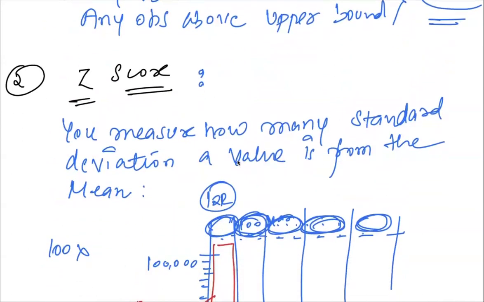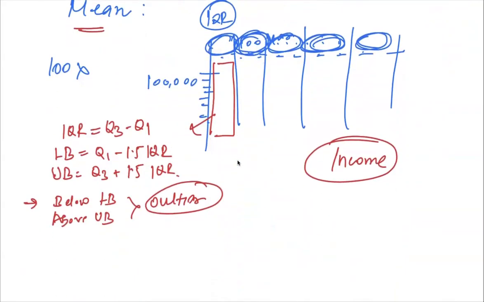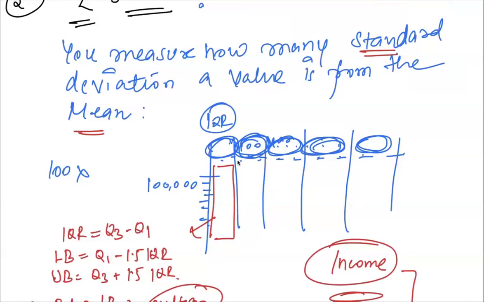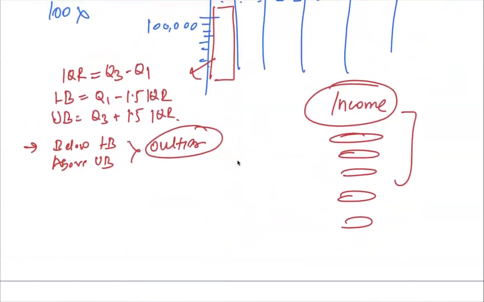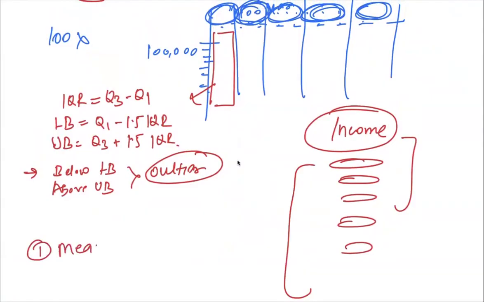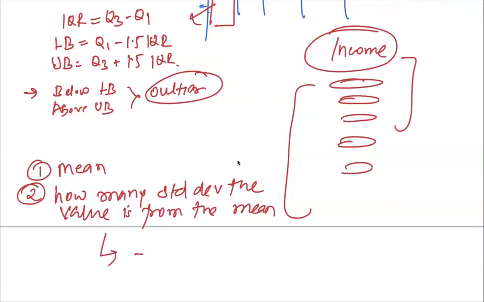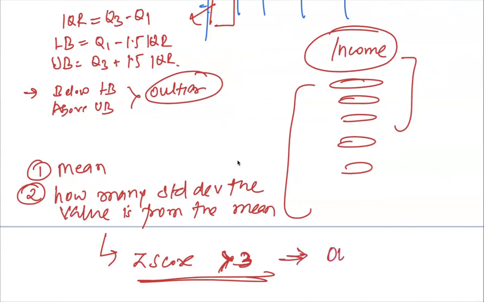So what is Z score? You basically measure how many standard deviations a value is from the mean. Let's say you are given income. For each observation, you'll find how many standard deviations the income is from the mean. You calculate the mean, and then you calculate how many standard deviations the value is from the mean. What we consider is if the Z score is greater than 3, which means 3 standard deviations away from the mean, then you will say that is an outlier.